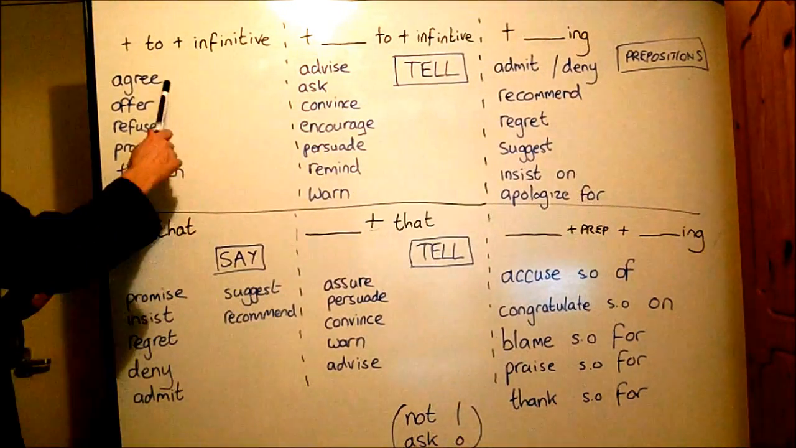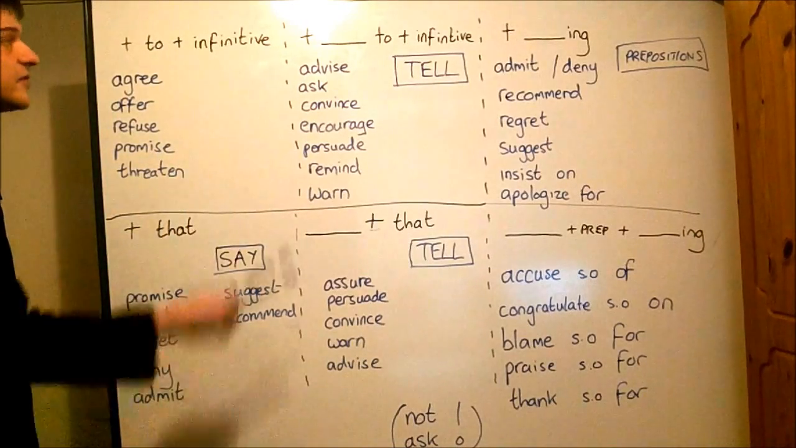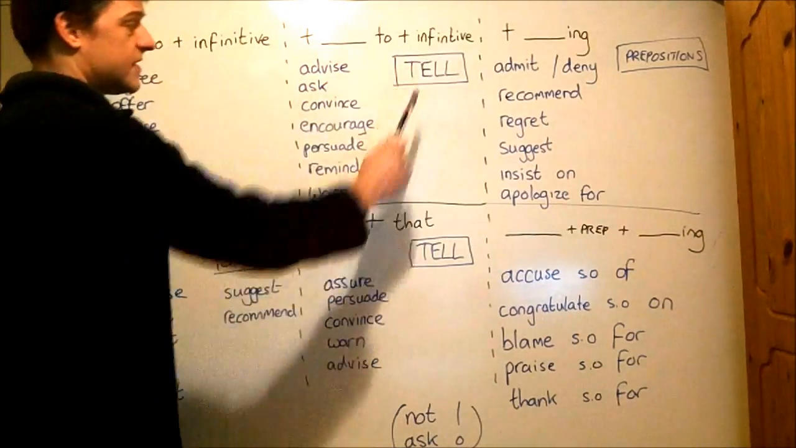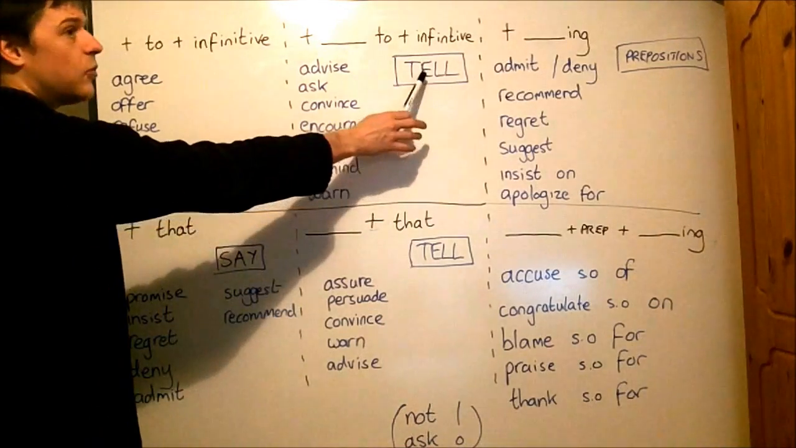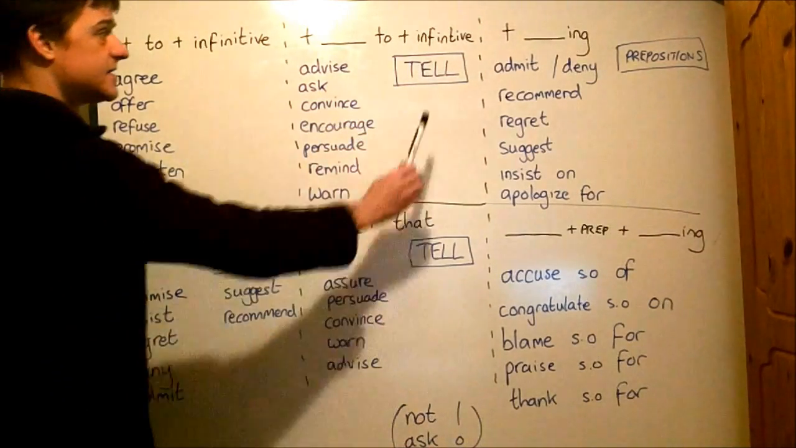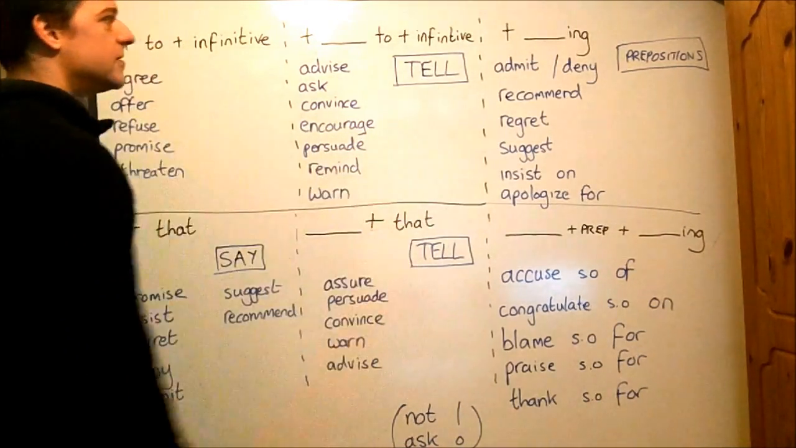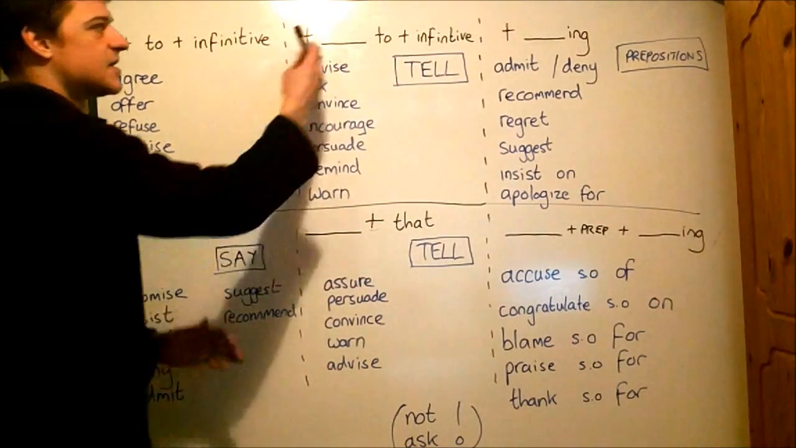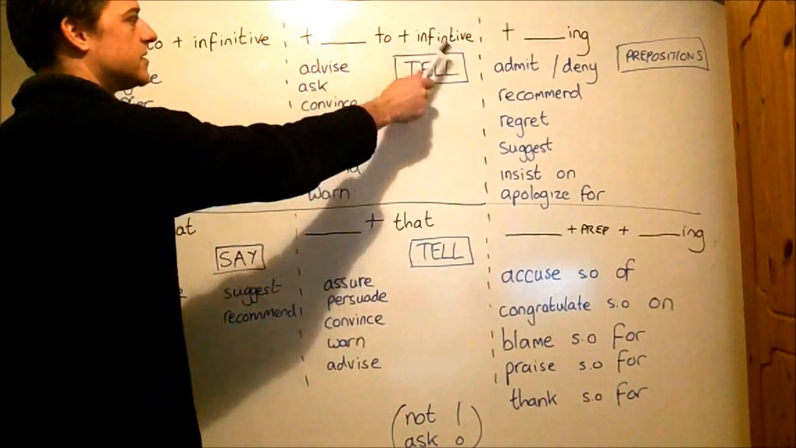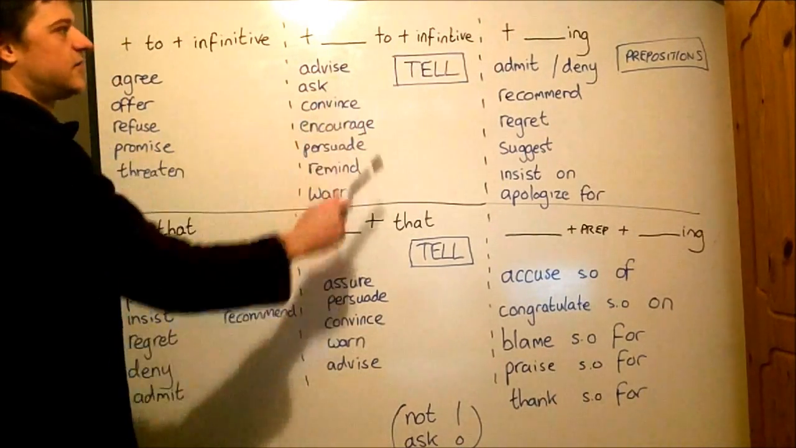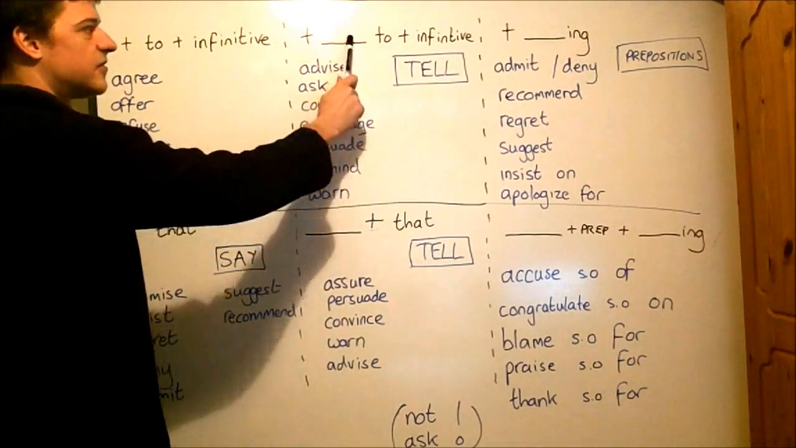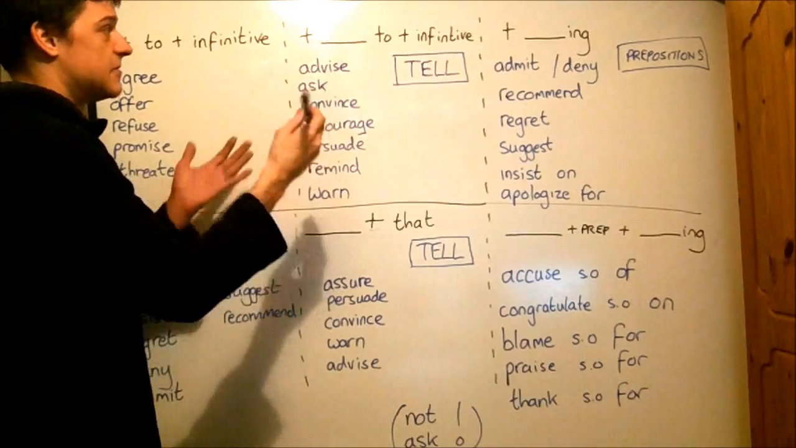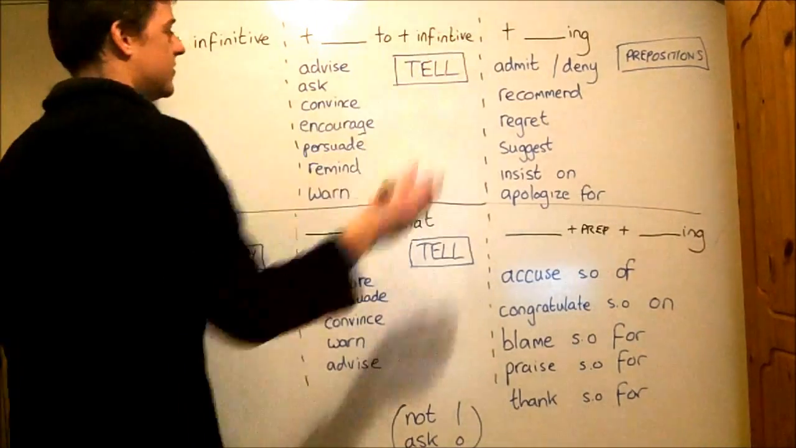You need to know that some verbs are plus to plus infinitive, some verbs are plus the object, then to, then infinitive. The most common and most well-known verb that you have already learned, hopefully, is tell. You tell someone to do something. You don't just tell to do, you tell someone to do something. And you advise someone to do something. You ask someone to do something. You already know ask, in my opinion. You ask your teacher to help you with your homework.